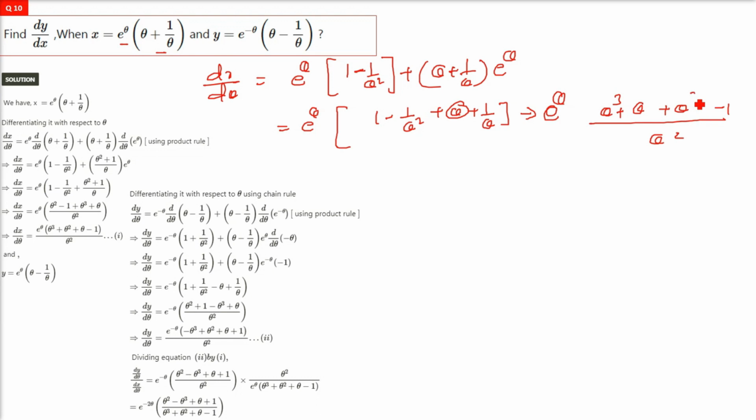So this will come as theta square minus 1 plus theta cube plus theta actually, and I would encourage you to write it in the descending order. So theta cube plus theta square plus theta minus 1 you can write.